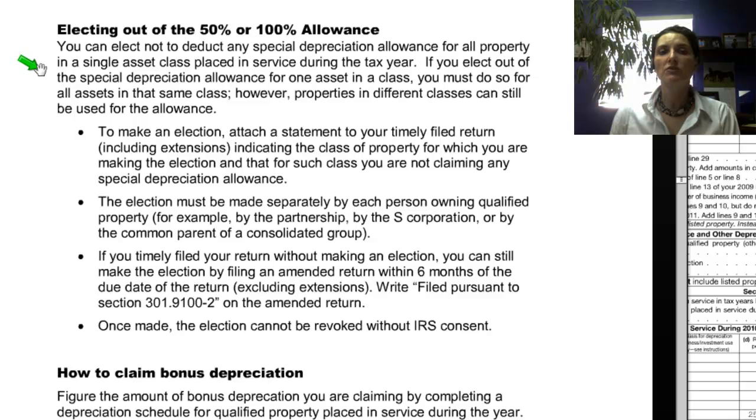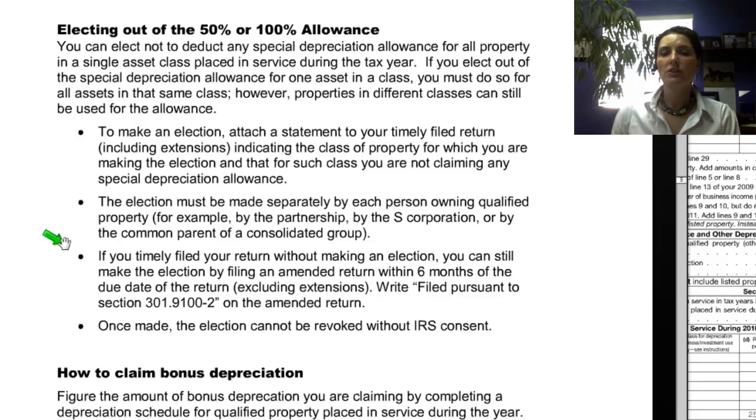If you elect out of the special depreciation allowance for one asset in a class, you must do so for all assets in that same class. However, properties in different classes can still be used for the allowance. To make an election, attach a statement to your timely filed return, including extensions, indicating the class of property for which you are making the election and that for such class you are not claiming any special depreciation allowance. The election must be made separately by each person owning property, for example, by the partnership, by the S corporation, or by the common parent of a consolidated group.